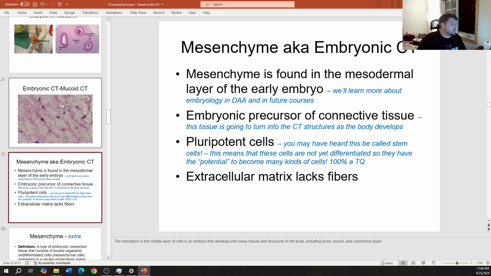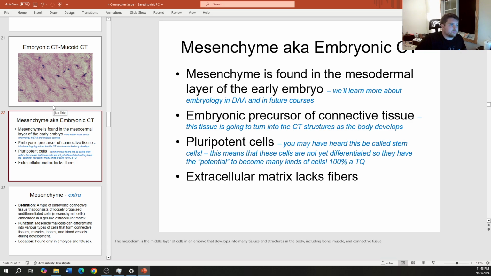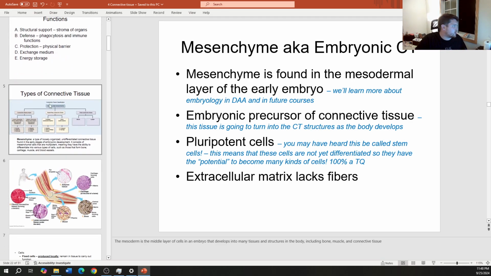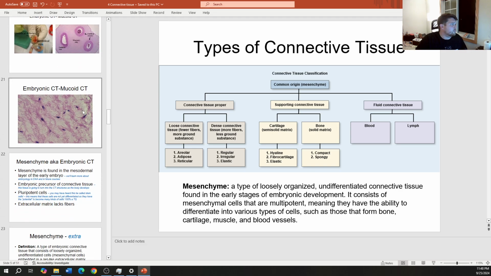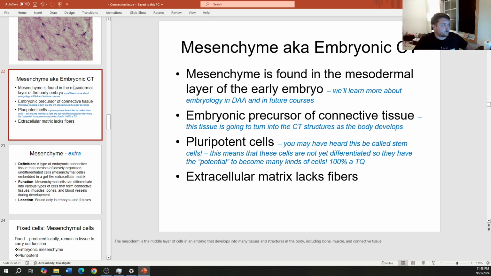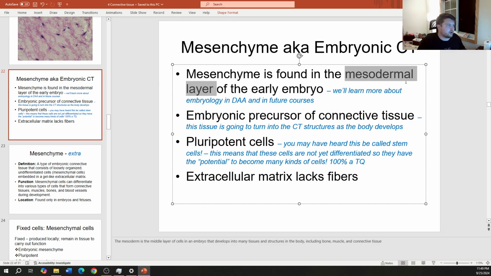Now, besides the mucoid, we also have what's called mesenchyme or embryonic connective tissue. If we remember way back to our little chart, that common origin of mesenchyme was right there at the very, very beginning. So mesenchyme, you can kind of say, is going to be the mother of all of our connective tissue. So the mesenchyme is found in the specific layer of the early embryo known as the mesodermal layer of the early embryo.